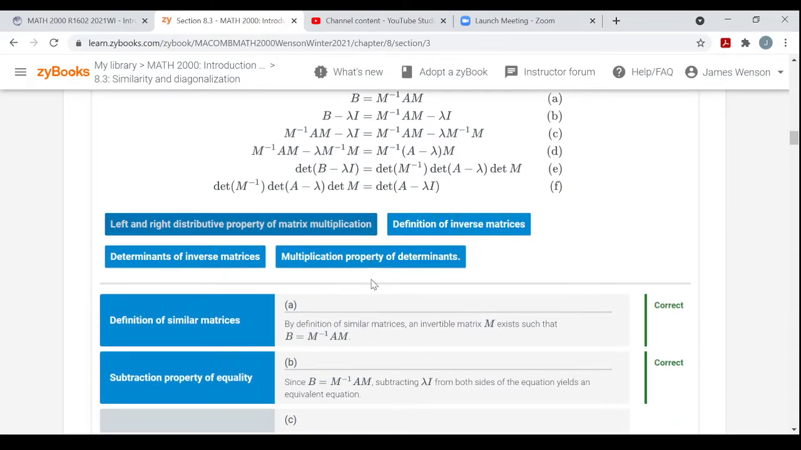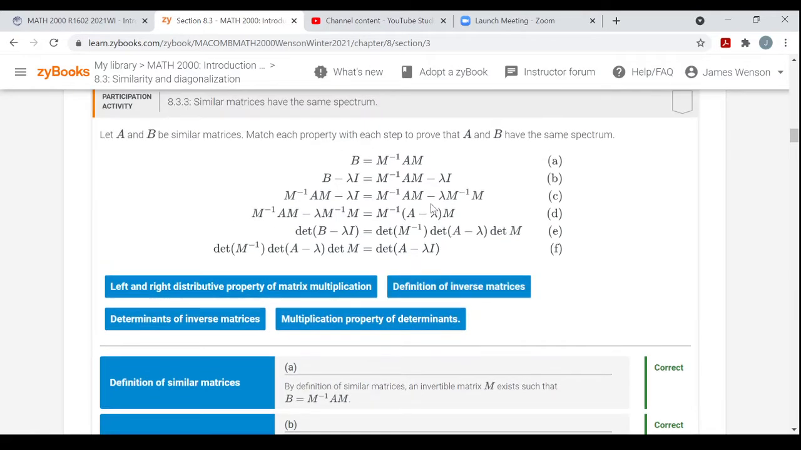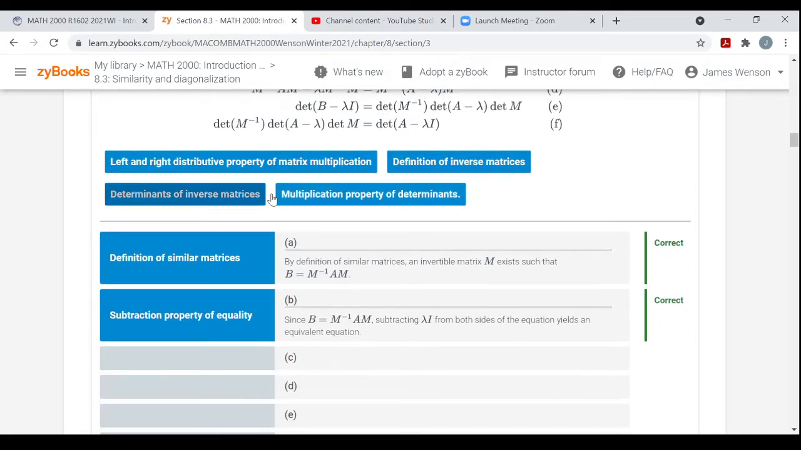So really what they used there was the definition of inverse matrices. Actually, they made two substitutions. I don't like this. They should have just made one at a time. But they replaced the B on the left with M inverse times A times M, right, from the first line. And they replaced the I on the right with M inverse times M. And you can say that I is equal to M inverse times M because that's how inverse matrices are defined. You multiply two inverses, you get the identity matrix.